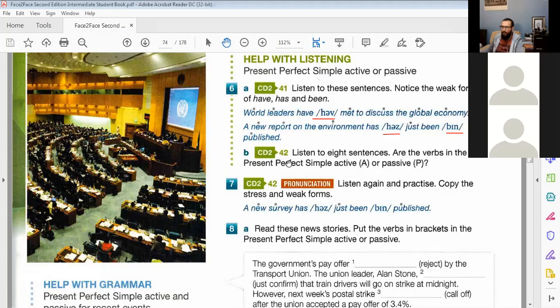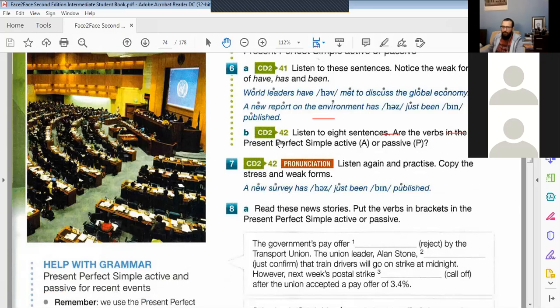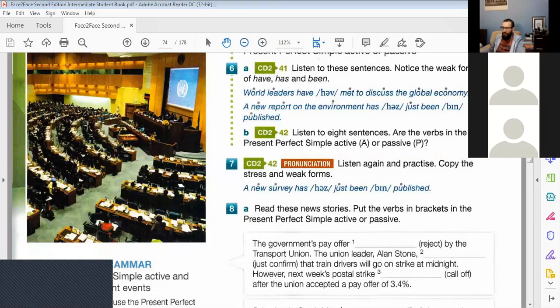All right, now, the second part of the question. This time, it's your turn to figure out which one is present perfect active and which one is passive. You're going to listen to 8 sentences. I'm going to stop after each sentence, and I'll give you a chance to tell me. So you tell me, is this active, or is it passive? All right, let's play the track and find out.